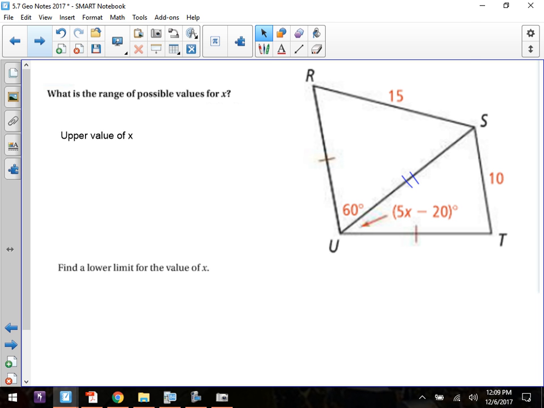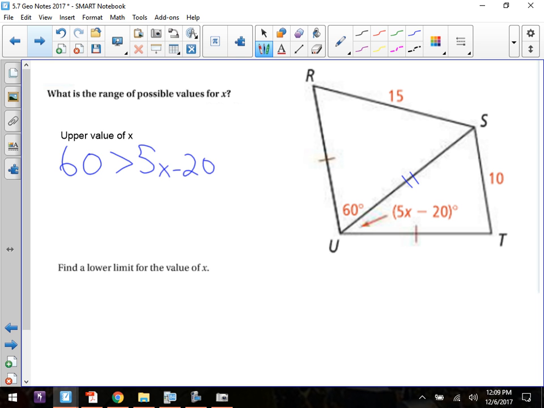So what we need to figure out here is the range of values. I know it has to be smaller than 60. Well, what has to be smaller than 60? 5x minus 20. And we're going to solve the inequality for x, just like we were doing the other day, because remember, we have an upper bound and a lower bound. When you're solving inequalities, you solve them the exact same way as you would a regular equation. The only time you have to worry is if you're multiplying or dividing by a negative, but in this case, that doesn't come up. I don't think it ever shows up in geometry, honestly.